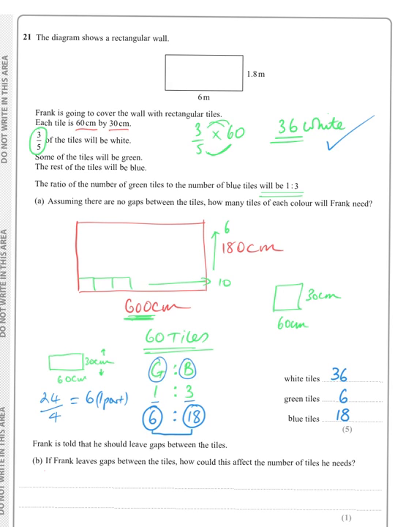Part B says, if Frank leaves gaps between the tiles, how could this affect the number of tiles he needs? Well, if it was 60 tiles with no gaps, then basically if you had to have gaps, then you wouldn't need as many tiles because there'd be a lot of the surface area taken up by gaps, not so much tiles. So you were just right, fewer tiles would be needed.